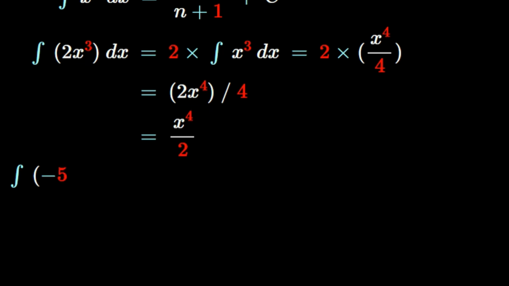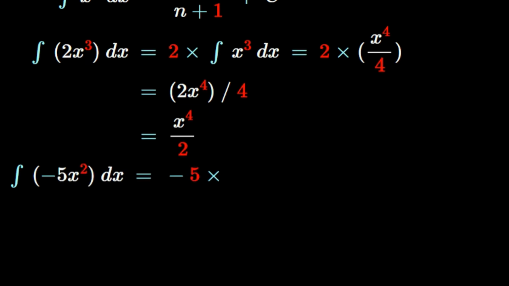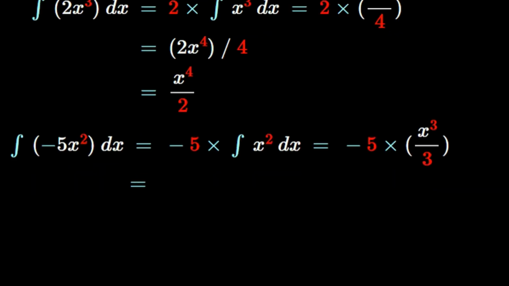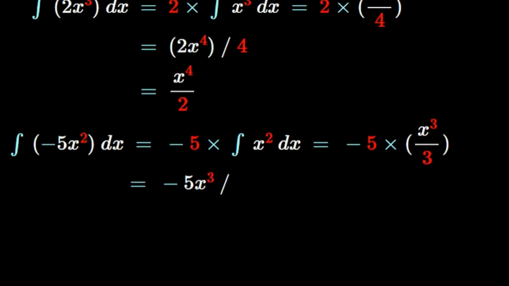The integral of -5x^2 dx equals -5 times the integral of x^2 dx, which equals -5 times x^3 divided by 3, equals -5x^3 divided by 3.